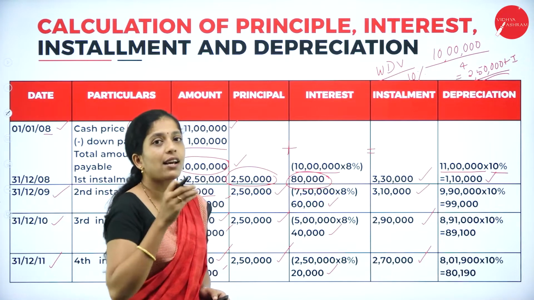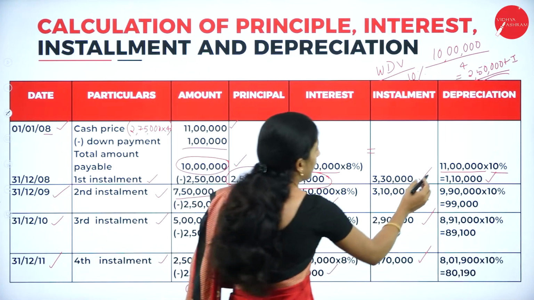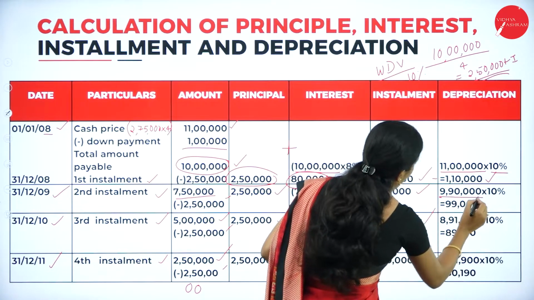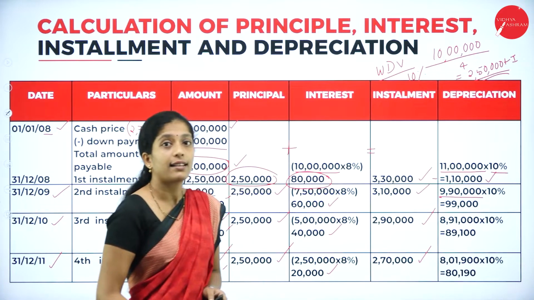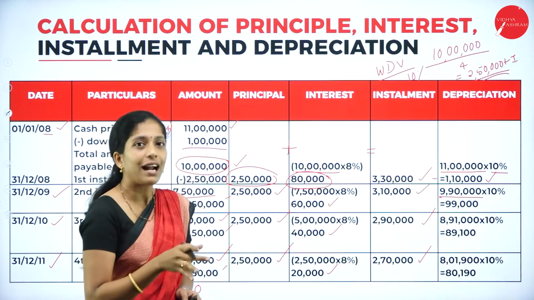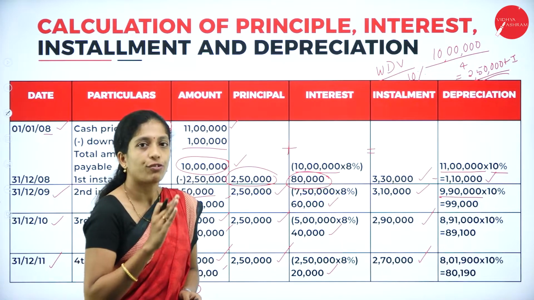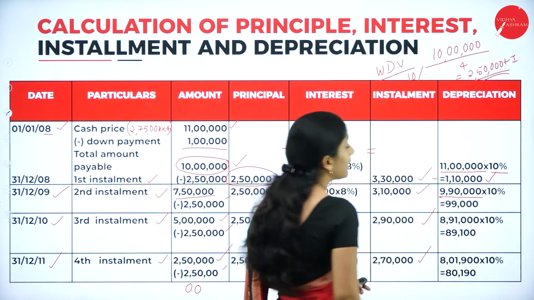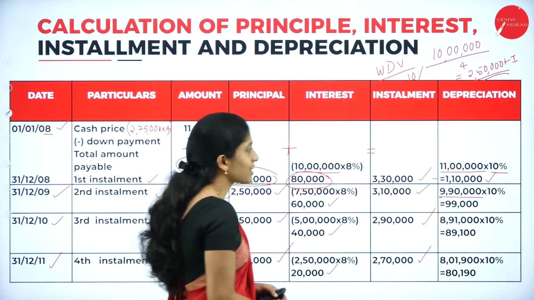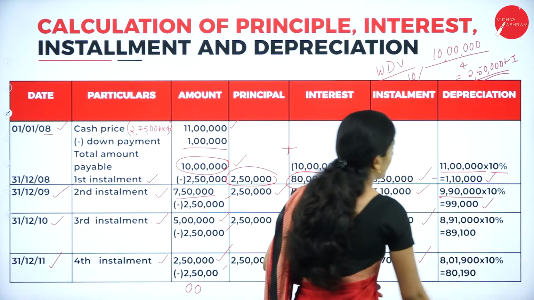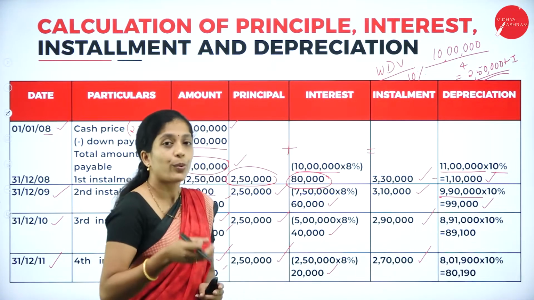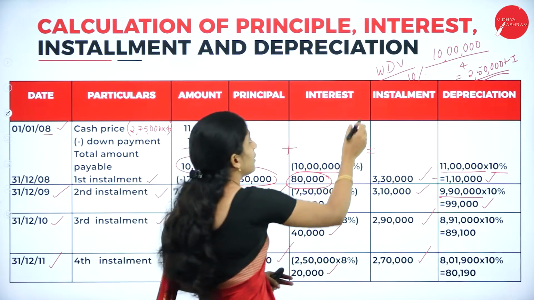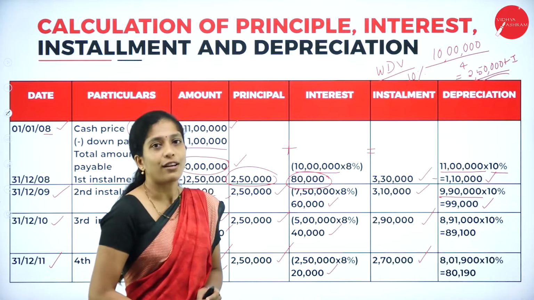Now for the second year, how to calculate depreciation? 11 lakh minus 1,10,000. So the remaining amount is how much? 9,90,000. Upon that amount we have to calculate depreciation for second year. So 9,90,000 into 10% will get 99,000. So second year depreciation is 99,000. Why are we calculating depreciation on the deducted amount? Because we are following written down value method.